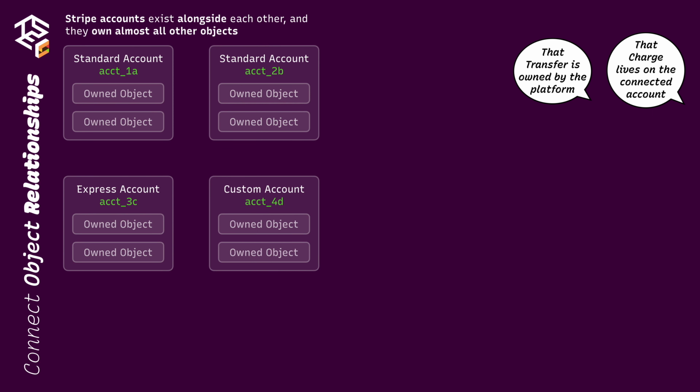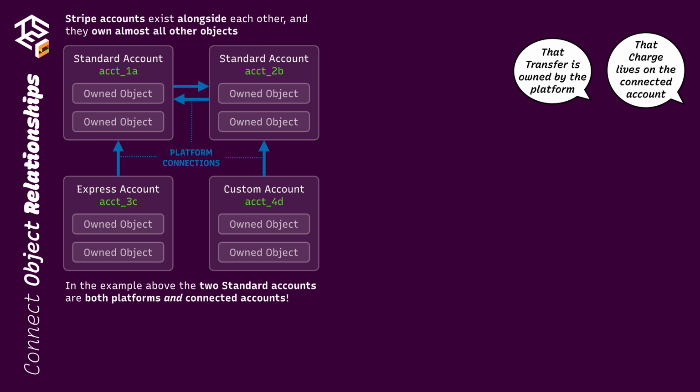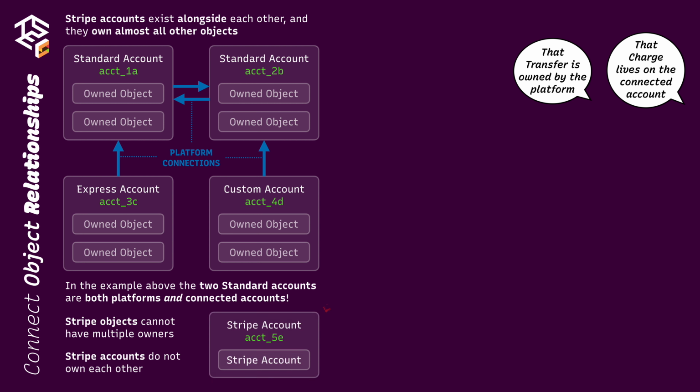Note that while Stripe account objects don't exist inside other Stripe accounts, Connect allows for many different account relationships through platform connections. In fact, the same Stripe account can be both a platform and a connected account. In this example, the two standard accounts are both platforms and connected accounts. Also keep in mind that Stripe objects cannot have multiple owners, which means something like a payment intent or a transfer can only live on a single Stripe account. And, just to make sure it's clear, no Stripe account lives inside another Stripe account.